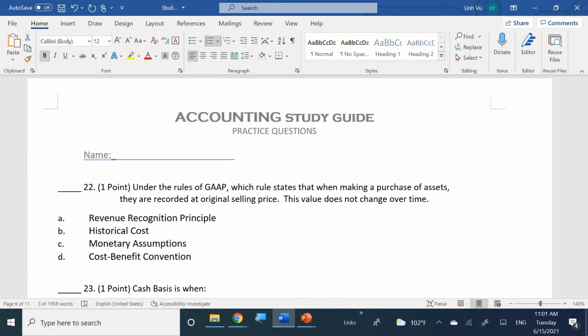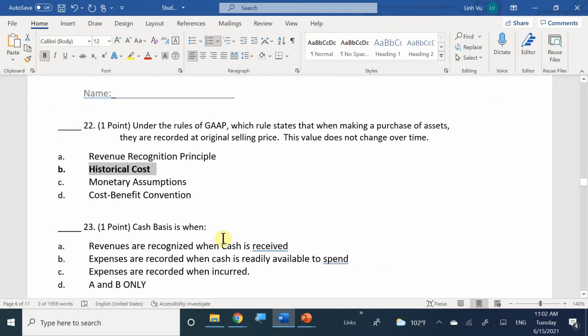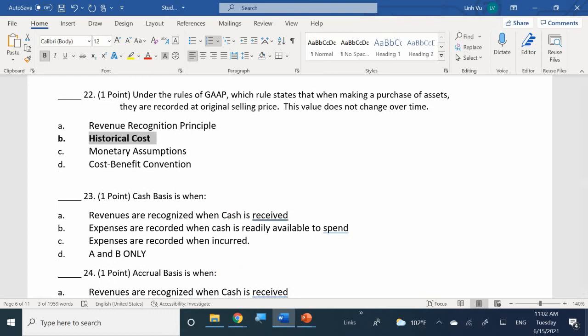Question number 22. Under the rules of GAAP, which rule states that when making a purchase of an asset, it is recorded at the original purchase price, and the value does not change over time? Historical cost. That's correct. Question number 23. Cash basis is when? A and B.